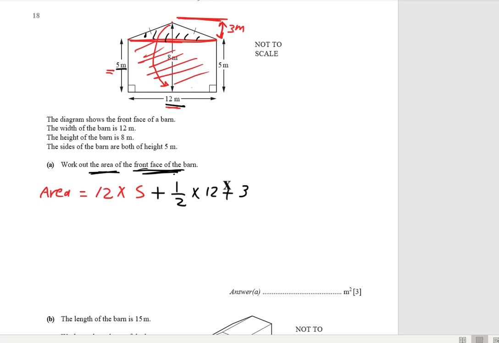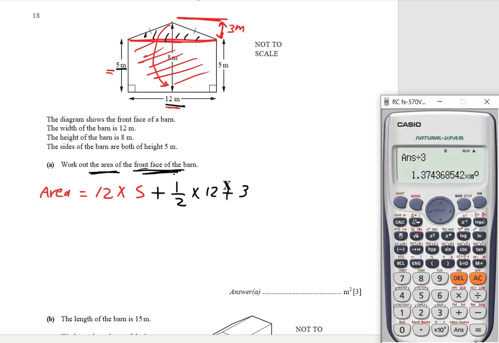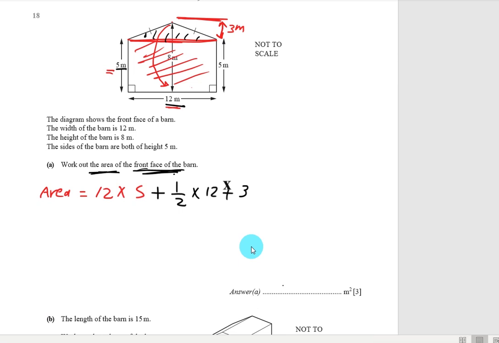Let us go and find the area. 12 multiplied by 5 plus half multiplied by 12 multiplied by 3. So the total area is 78. I can write here the total area is 78 meters squared.